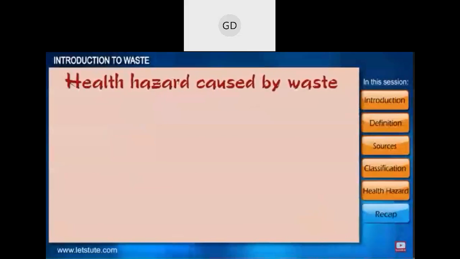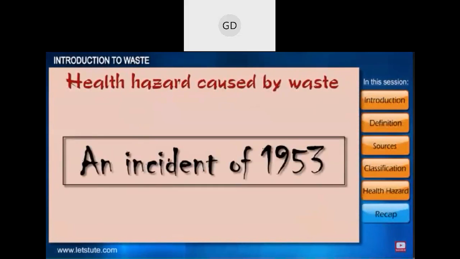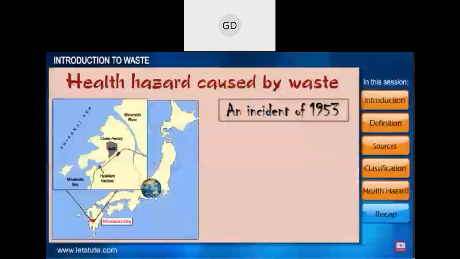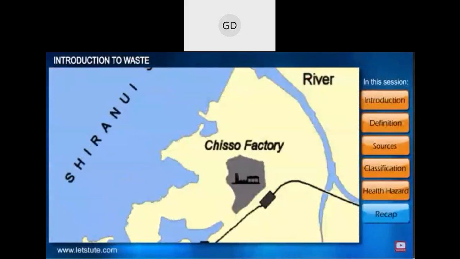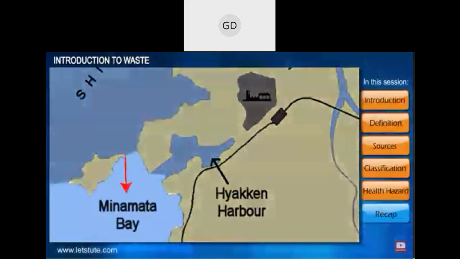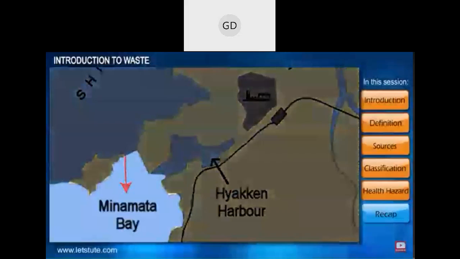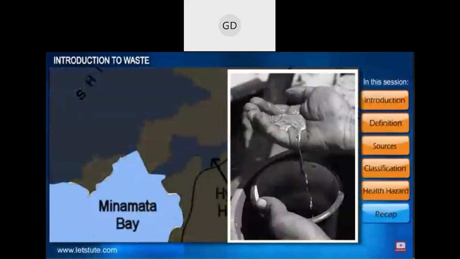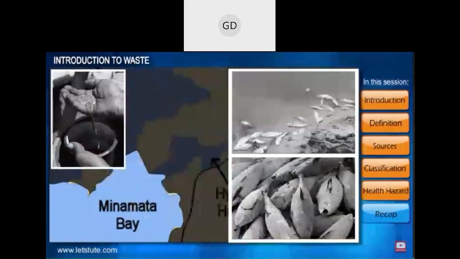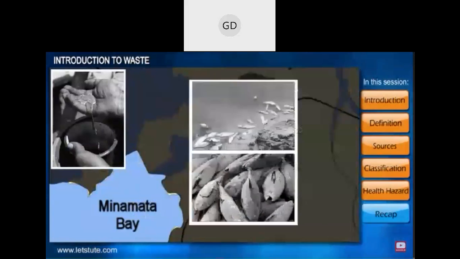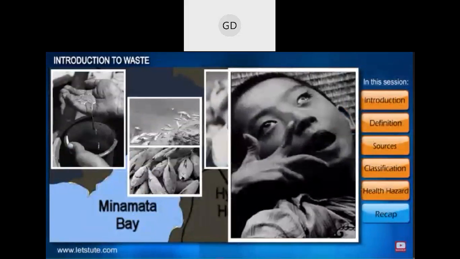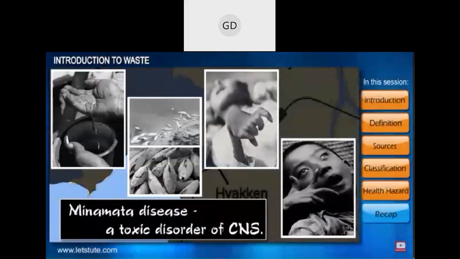One such health hazard occurred long back in 1953 in a small city called Minamata in Japan, which had the region's largest fertilizer producing industry. The Minamata Bay, present in that city, was highly polluted with the wastewater released from the fertilizer plant, which contained excessive amounts of mercury in it. The highly toxic compound bioaccumulated in fish and shellfish in the bay, which were eaten by the people living around the bay, which gave rise to Minamata disease. It is a toxic disorder of the central nervous system.